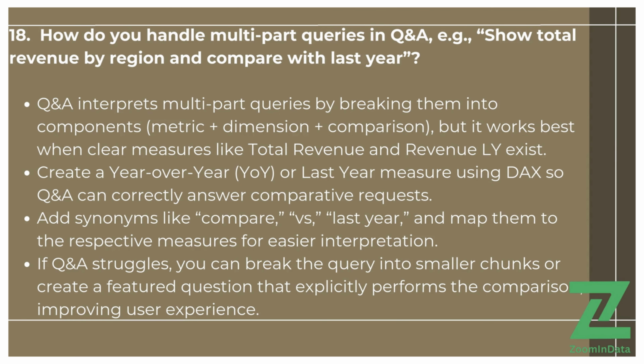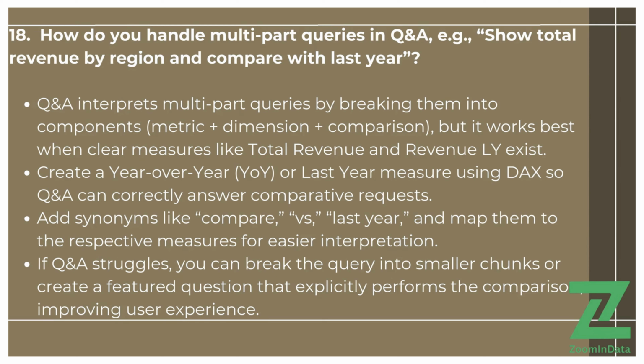18th question. How do you handle multi-part queries in Q&A? Example, show total revenue by region and compare with last year. Q&A interprets multi-part queries by breaking them into components, metric plus dimension plus comparison, but it works best when clear measures like total revenue and revenue last year exist.